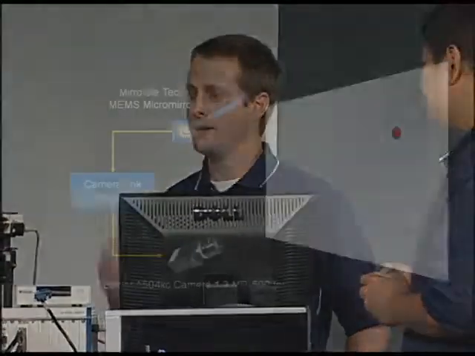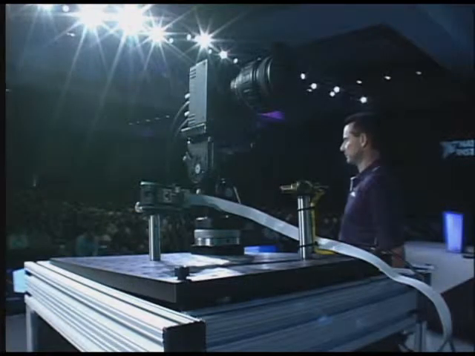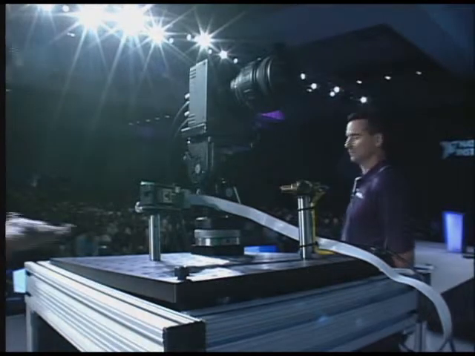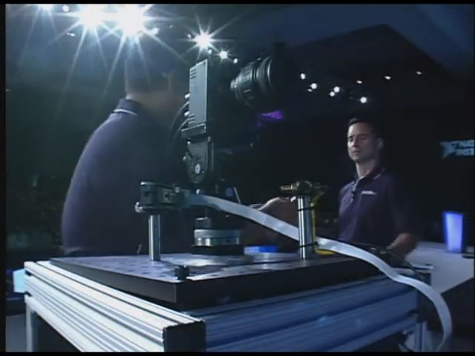So what we have for you today is a laser tracking demo that makes the use of two lasers. First, a red laser that will be controlled by hand, and a second green laser that will be controlled by our system to track the position of the red one. We have a Basler 1.3 megapixel, 500 frame per second Camera Link camera acquiring the images, and a MEMS micro mirror steering the green laser provided by Mirrorcle Technologies. And Mike, here's the red laser for you to use.